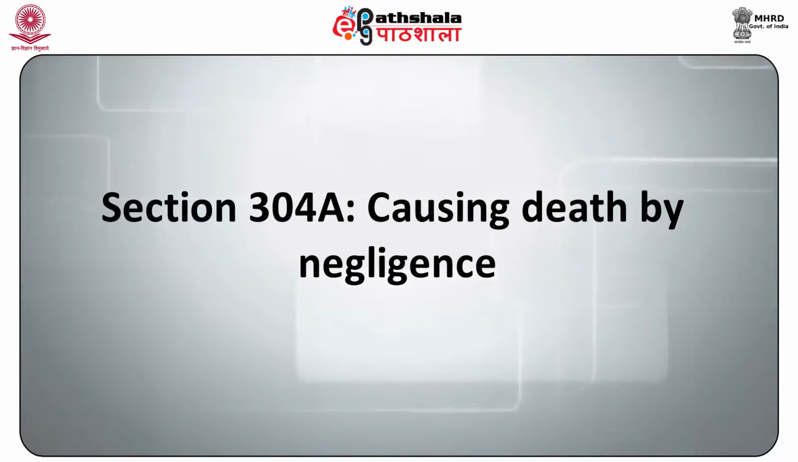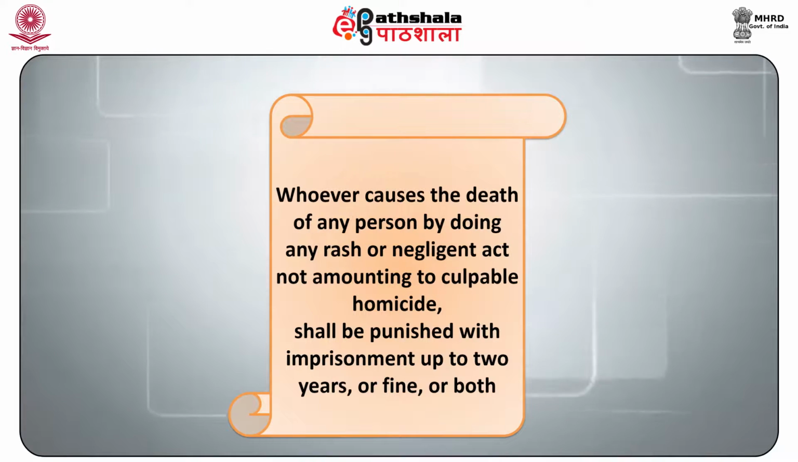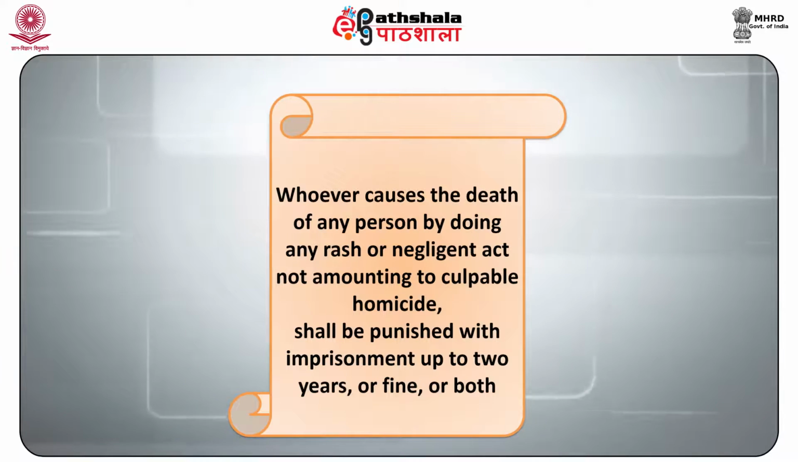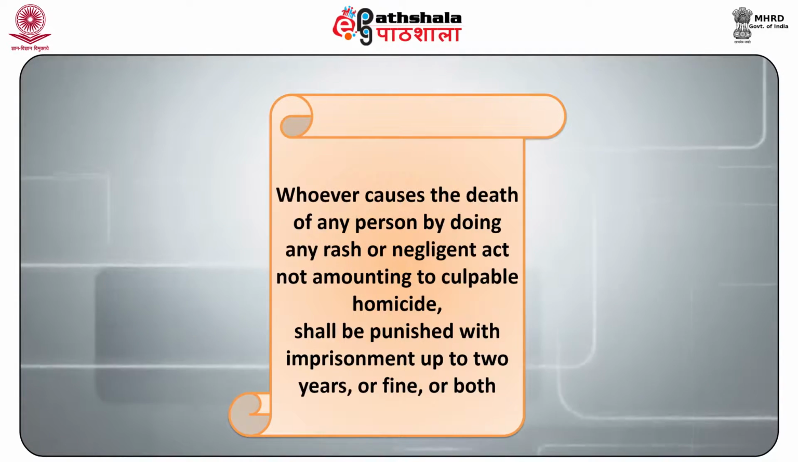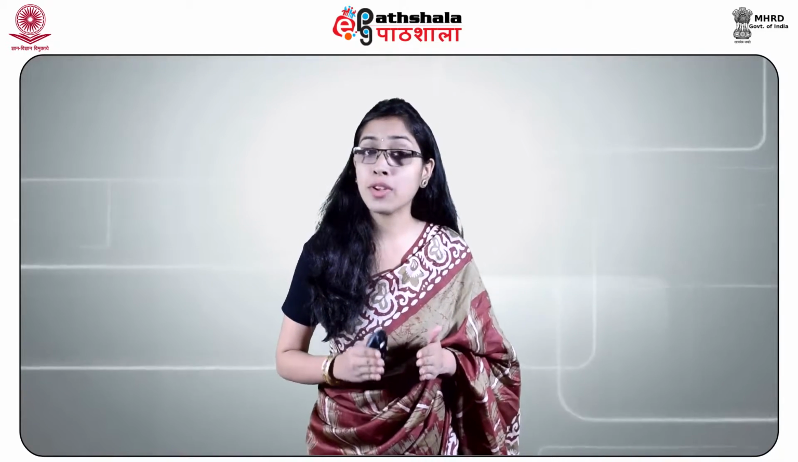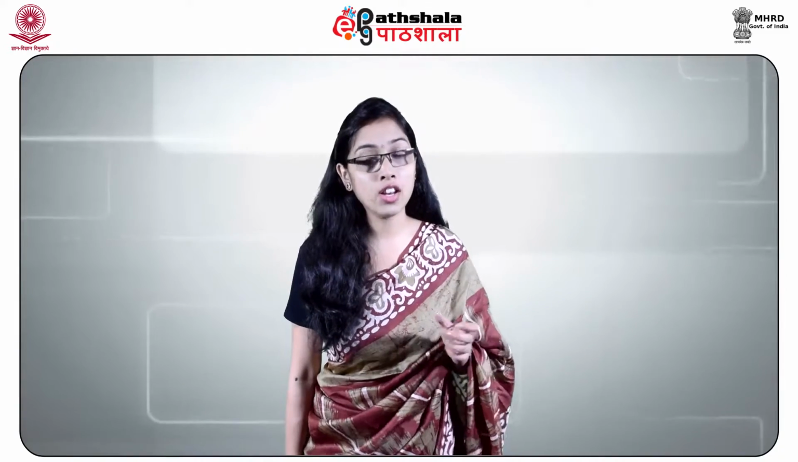Next section is section 304A, causing death by negligence. It deals with death caused by a rash or negligent act and states whoever causes the death of any person by doing any rash or negligent act not amounting to culpable homicide shall be punished with an imprisonment up to 2 years or fine or both. Such act of negligence can be with reference to the handling or storage of poisonous substances apart from carelessness in the use of a vehicle or machinery.